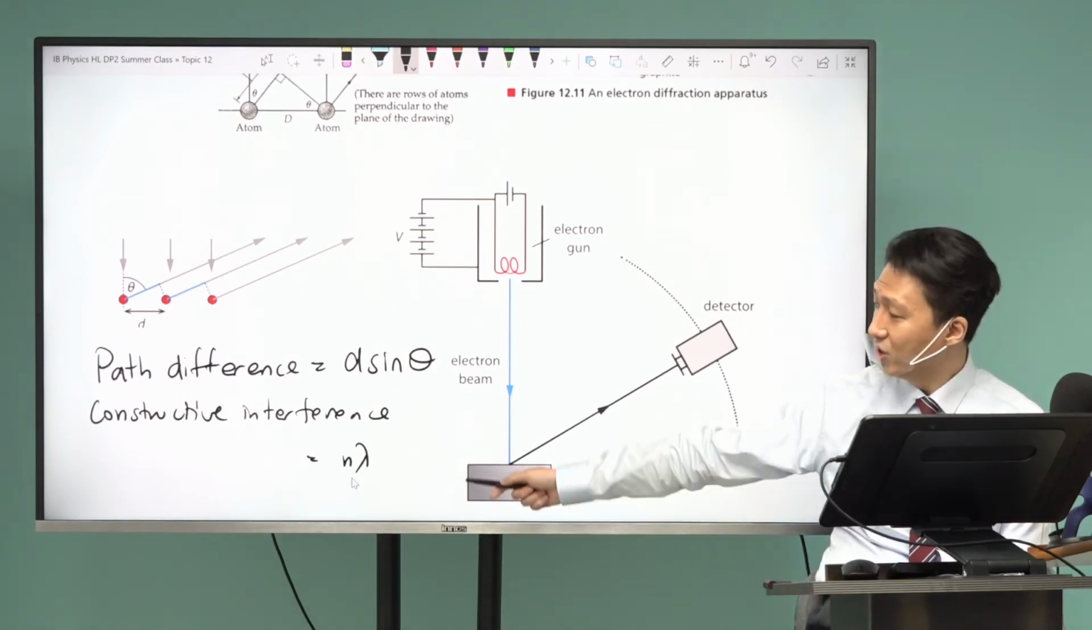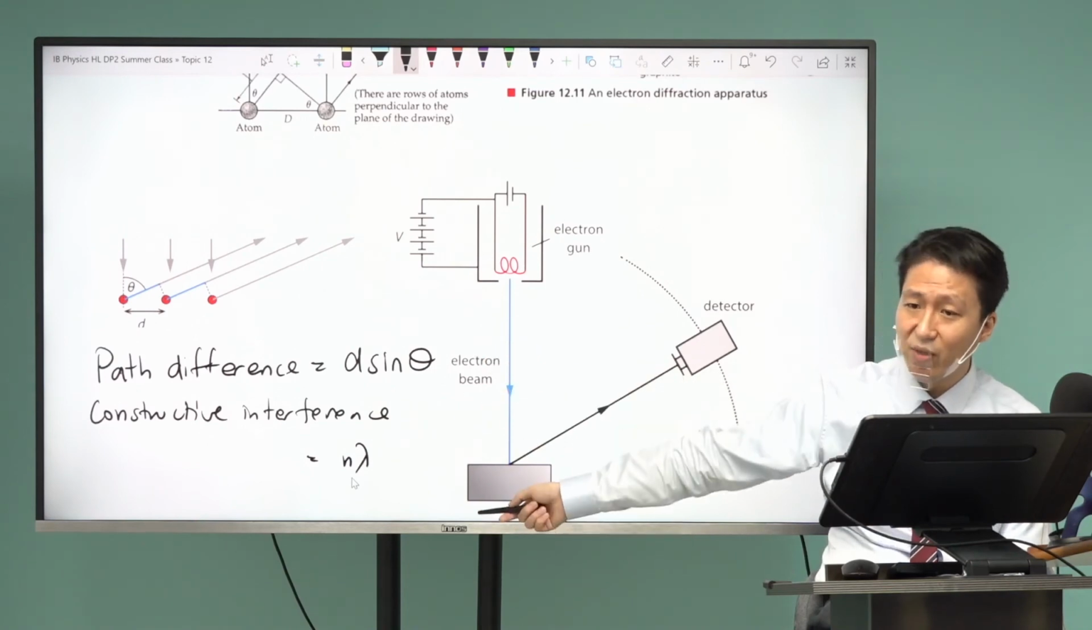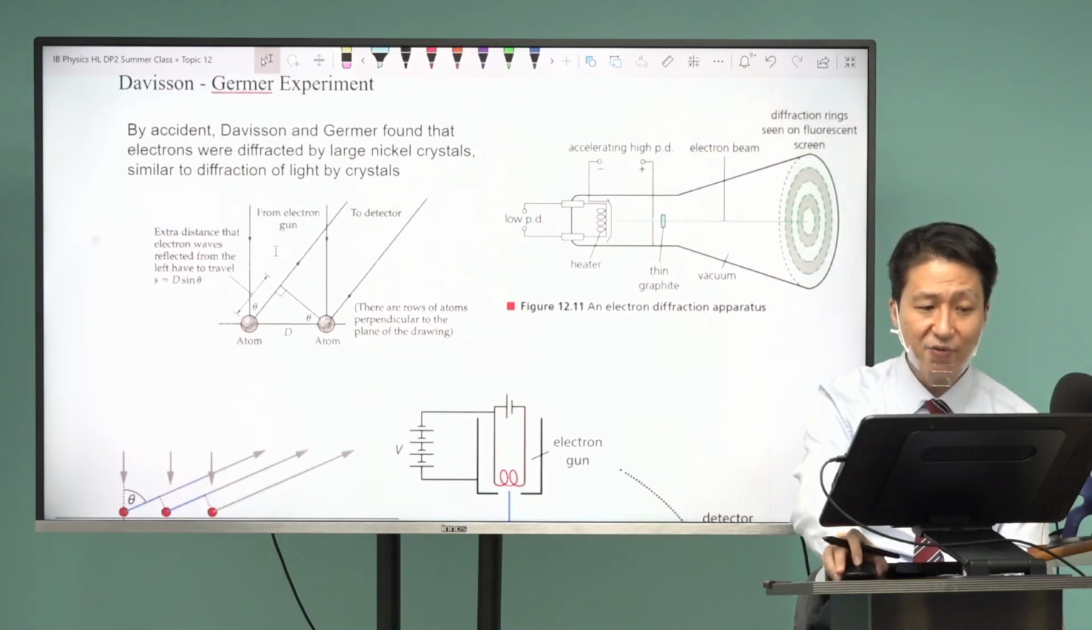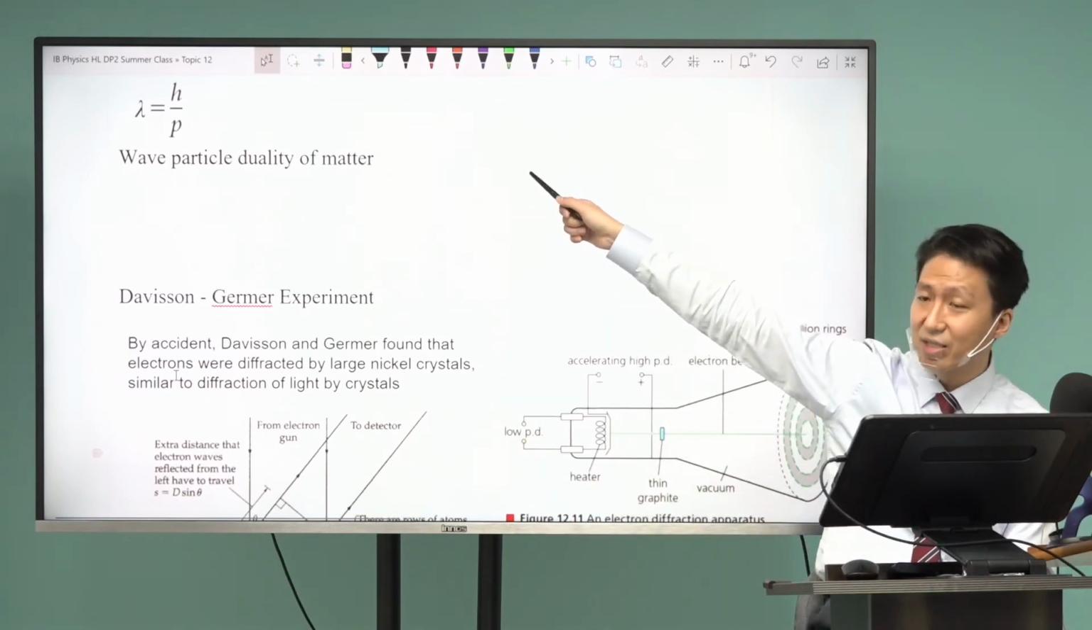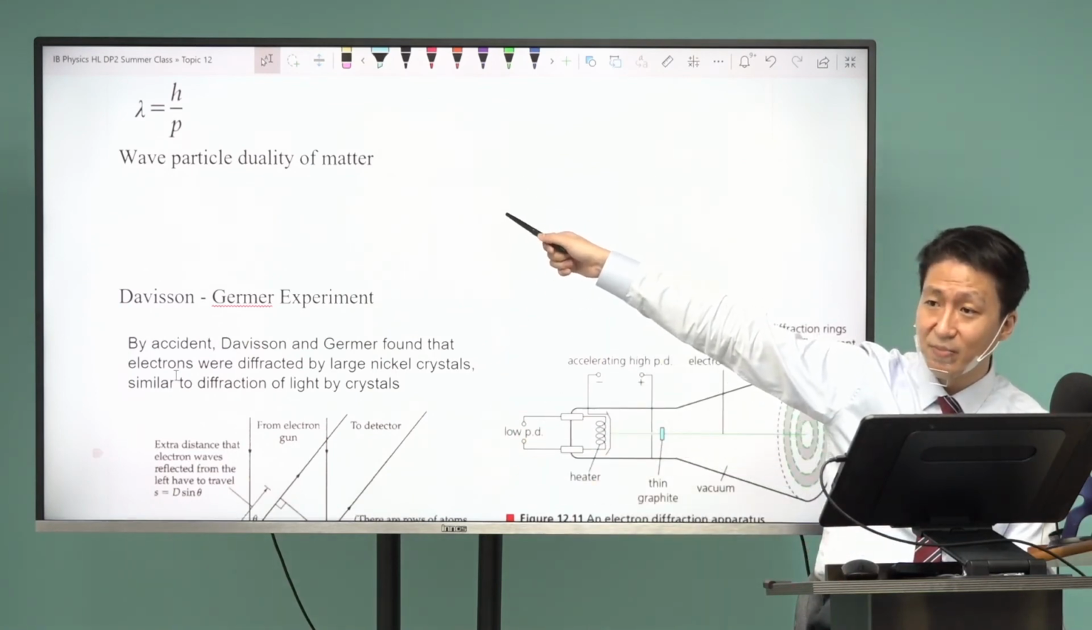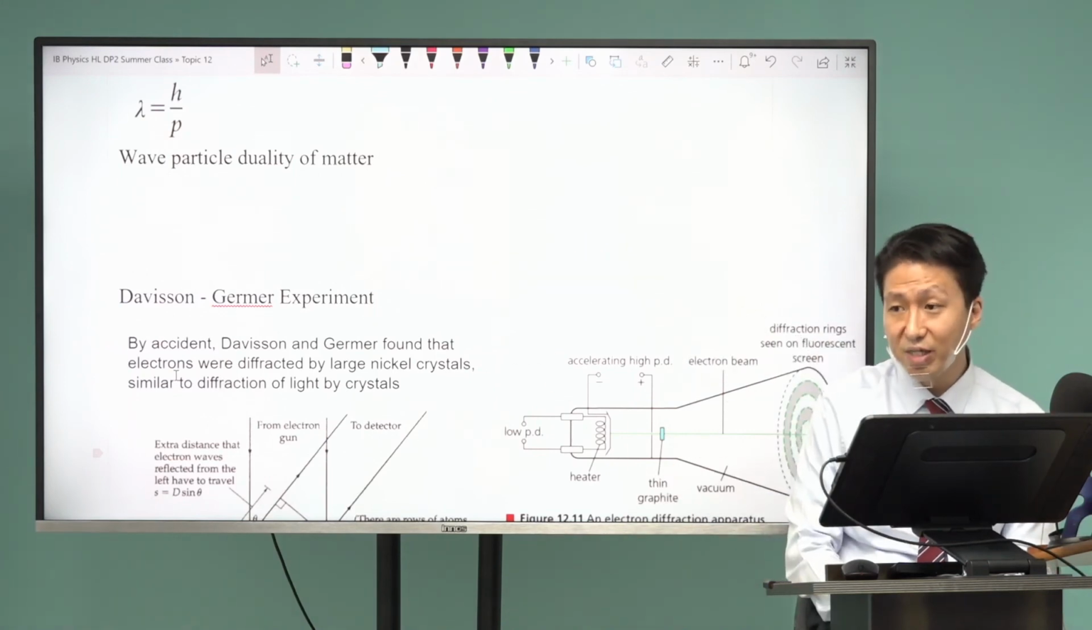And when they measured the angles based on the wavelengths, they found that the wavelength is in fact Planck's constant divided by the momentum, which is very easy to find. If you know the kinetic energy of the electrons, you know what the momentum is going to be very easily.